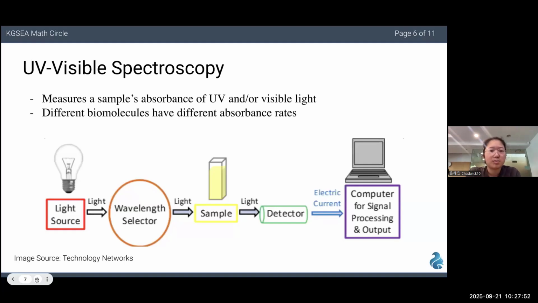First, UV visible spectroscopy helps us measure a sample's absorbance of UV and/or visible light. The figure below shows the general process of how it's done. First, light is emitted through a light source, and a wavelength selector selects waves of specific wavelengths to go through. These waves then go through the sample, and those that are not absorbed by the sample are detected by a detector. The signal transfers into an electric current sent to the computer for signal processing.